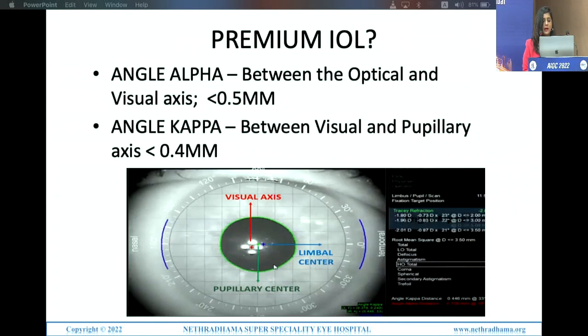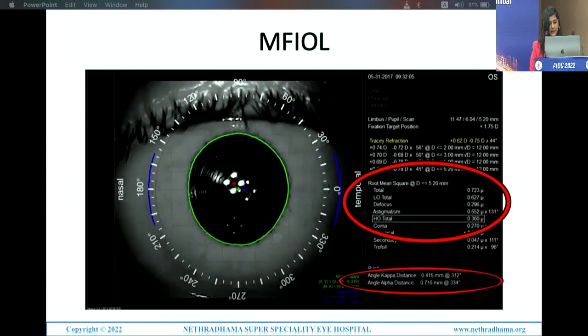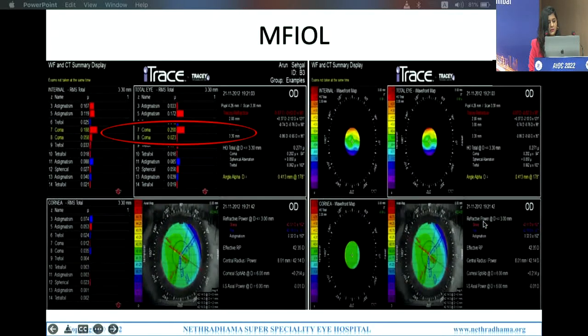Now, Aberrometry can help us determine whether we can implant premium IOLs, because it gives you angle alpha and angle kappa. So angle alpha is the angle between the optical and visual axis, and it should be less than 0.5. Now let's look at this patient who's undergone a multifocal IOL. Here the angle alpha is 0.7, and here we see the total higher order aberrations are 0.36. This is the same patient in which we can see a high amount of coma.